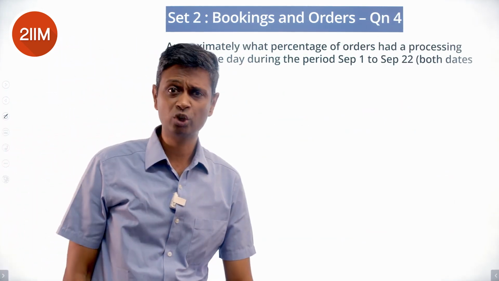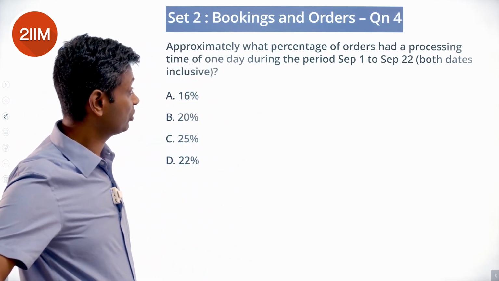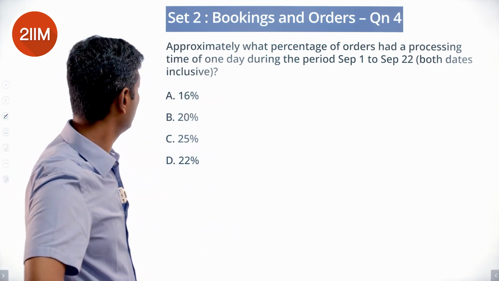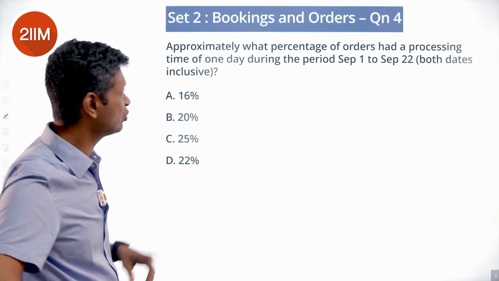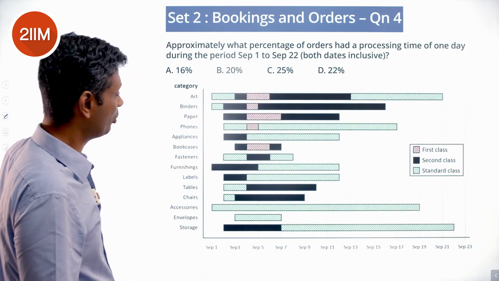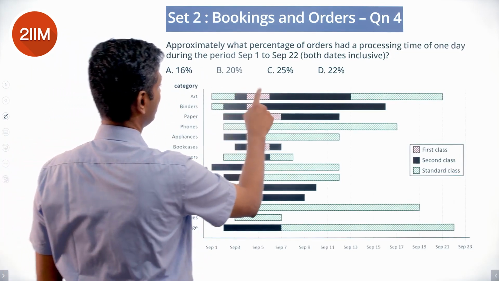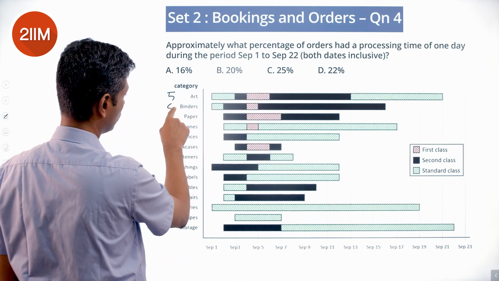Approximately what percentage of orders had a processing time of 1 day during the September 1 to September 22nd period, both days inclusive? So let's see this. How many orders were there? 1, 2, 3, 4, 5. This we have already counted. 1, 2, 3, 4.